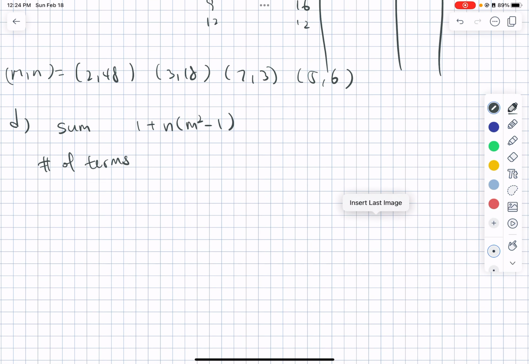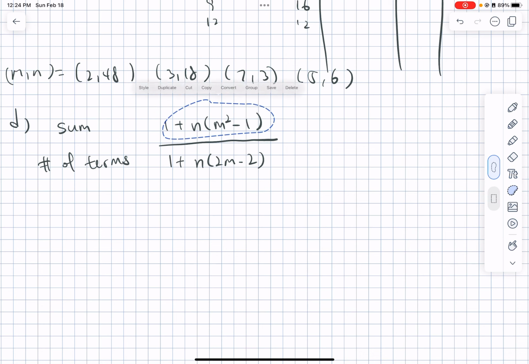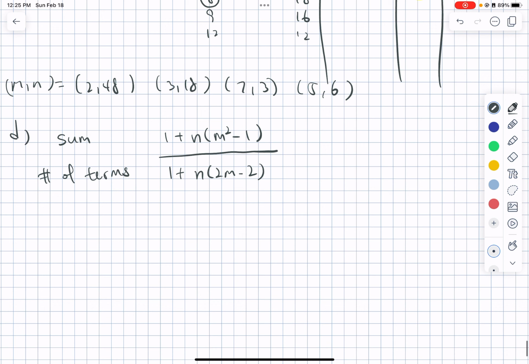So the number of terms is going to be equal to 1 plus n(2m minus 2). So the average of all the terms is just going to be the sum divided by the number of terms. So this is equal to k. We want to prove that k cannot be an integer.